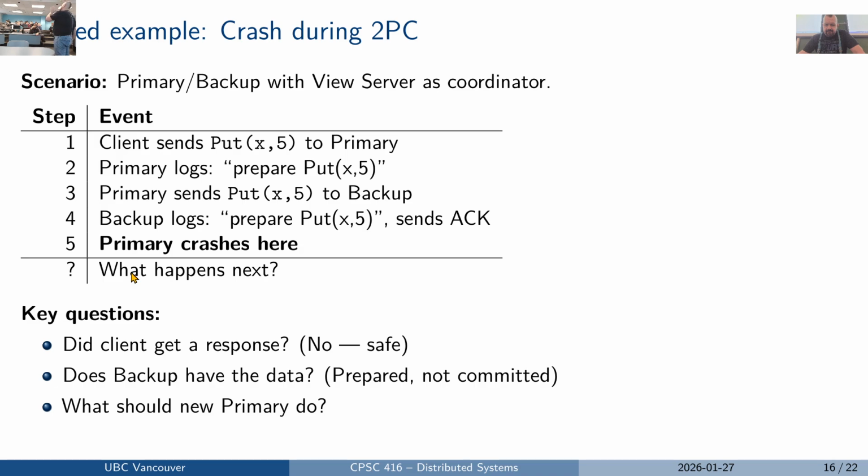So the server guarantees at most once, the client guarantees at least once. The client keeps sending the request until it gets a response. And the intersection of at least once and at most once is exactly once.